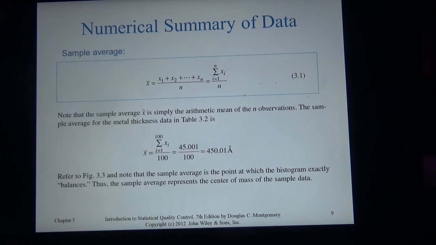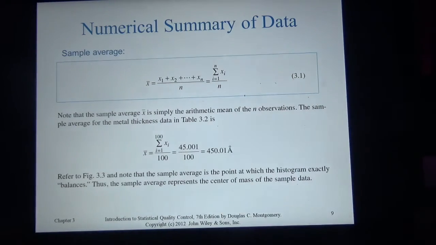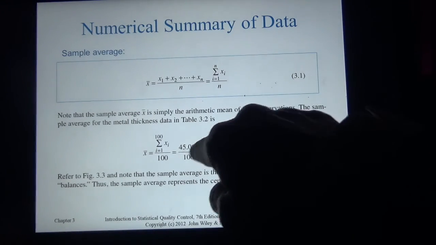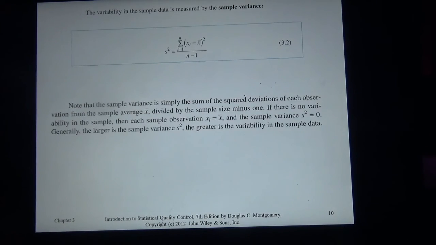So, how do we measure the variability with the numerical summary of data? X bar, the average, is calculated by adding all the numbers, X1 plus X2 up to Xn, divided by n. So we take the average like this. There was an example here. There were 100 data. They added all the values and divided by 100 to find the average there. So that was an example.